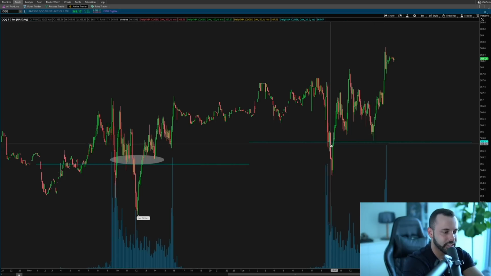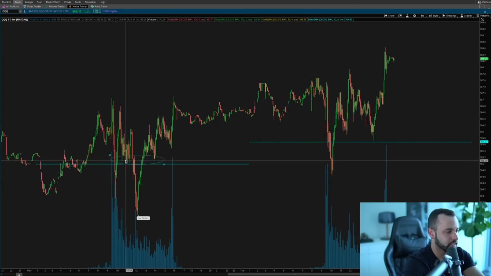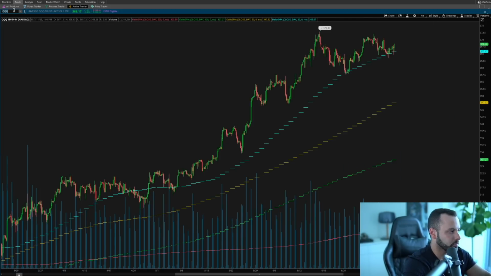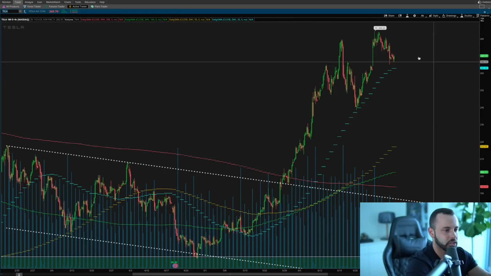Every time we extend ourselves past it, look at how quickly buyers step up and push this thing back above this blue line, which is the daily 20 SMA. So those are just some examples. There are more, right? Let me go ahead and jump into some individual stocks.